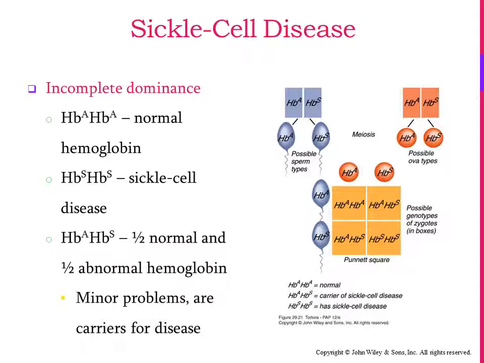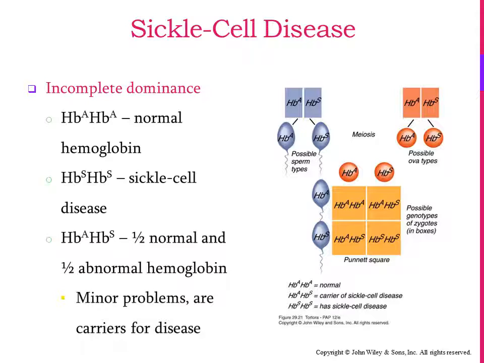However, the heterozygous individual that has 1 copy of the A allele and the other copy is the S allele, they would produce half normal and half abnormal hemoglobin. This individual is said to be a carrier for the disease, and they would have a mild form of sickle cell, so mild in some individuals that it doesn't even appear as sickle cell disease. It's undetected. So they have minor problems. They're said to be carriers for the disease because they carry one copy of the defective gene or the defective allele that they can then pass on to their offspring.